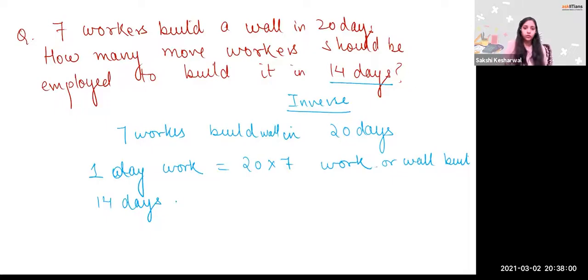in 14 days how much wall will be built, beta? The 14 days' work will be what? 20 into 7 divided by what, beta? 14, or not? This much built or not? In one day, if you are building like this, 20 into 7, yes, so this much will be built, yes or no? Build a wall. So this is equal to, do the cancellation, this is 1, this is 2, this is 1, and this is 10. So this is equal to what? 10.